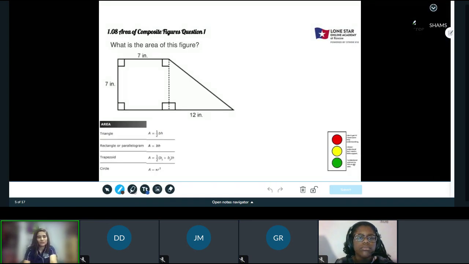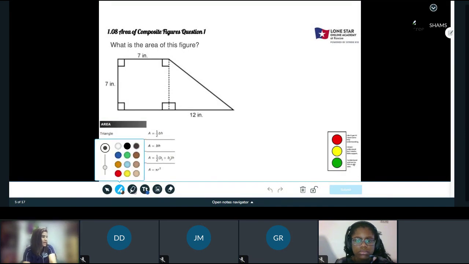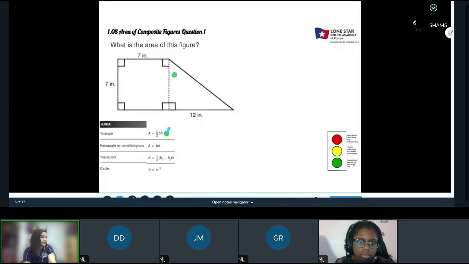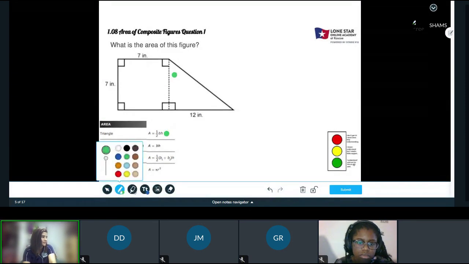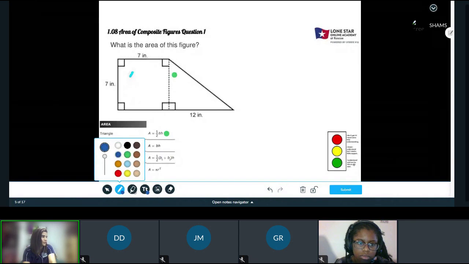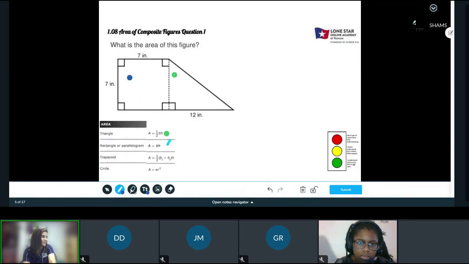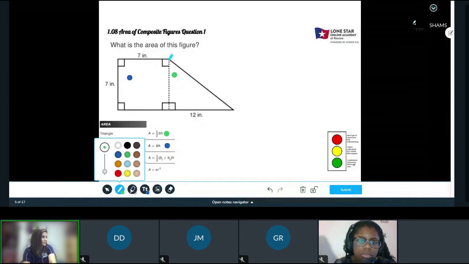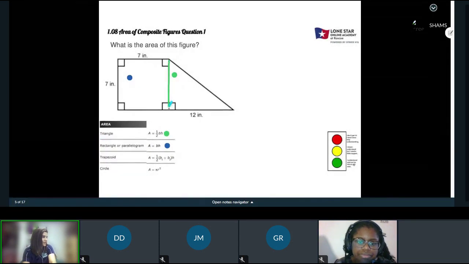Some of you probably got a question 1 that looked like this. Again, go ahead, start to color code your shape. Mark the correct formulas. And here is my triangle. Here is the formula for my triangle. Then here is the square or the rectangular part. This is the formula base times height for the square part. The height of the triangle needs to be figured out. The dotted line is the height of the triangle.